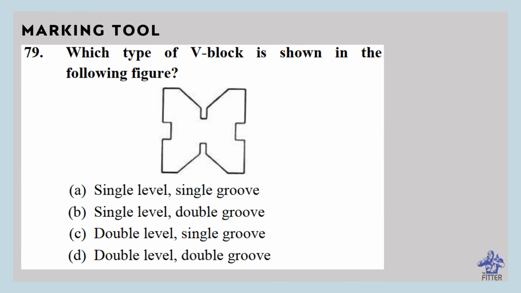Which type of V block is shown in the following figure? That is double level single groove. That is option C. Double level single groove.